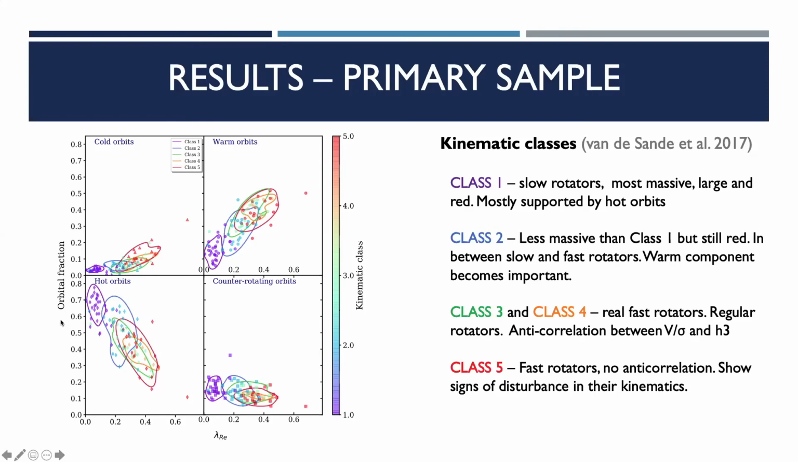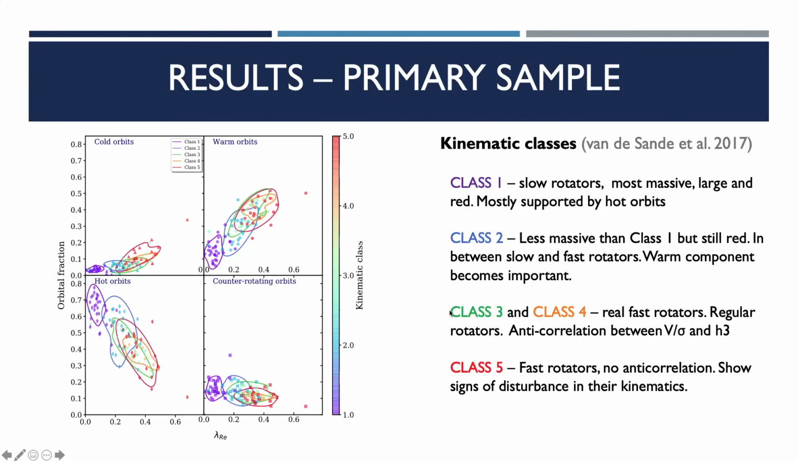Then if we look at galaxies in class 2, these galaxies are less massive than galaxies in class 1. They're still red. They reside in between slow and fast rotators. But as you can see, the warm component becomes more important for this class compared to class 1, while the hot component is still quite high, but decreasing. We have a wider range, but the cold orbits are still quite low. And same for the counter-rotating orbits, they're not that important.